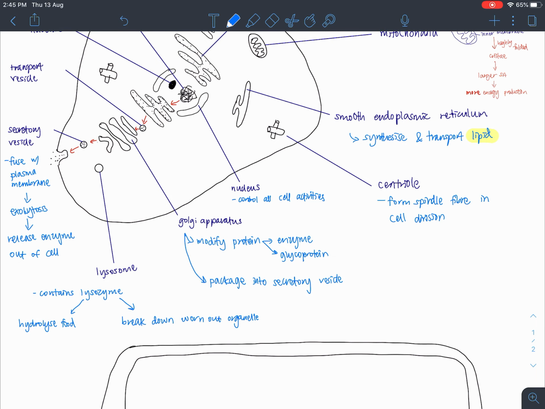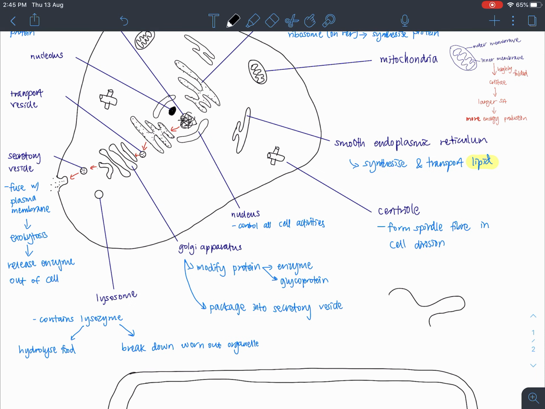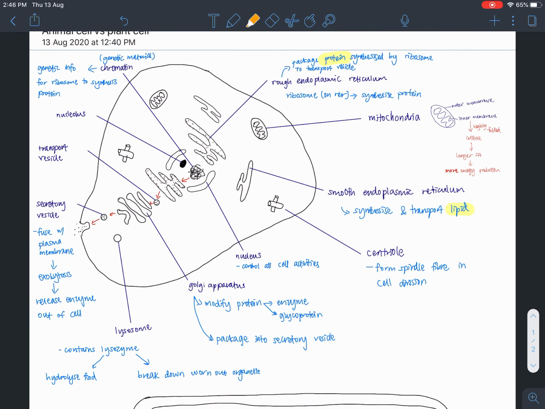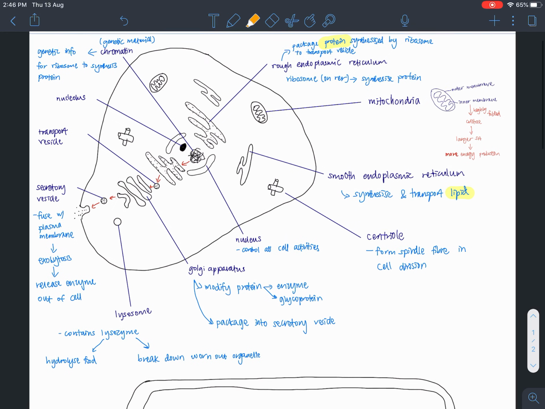So lysozyme, you also meet this word in amoeba, in the unicellular organism, when amoeba extends its pseudopodia and engulfs food particles and forms a food vacuole, and it releases the hydrolytic enzyme, or in other words lysozyme, to digest the food particles into simpler molecules. Something you could actually relate it to, so you can remember the function of lysosome.